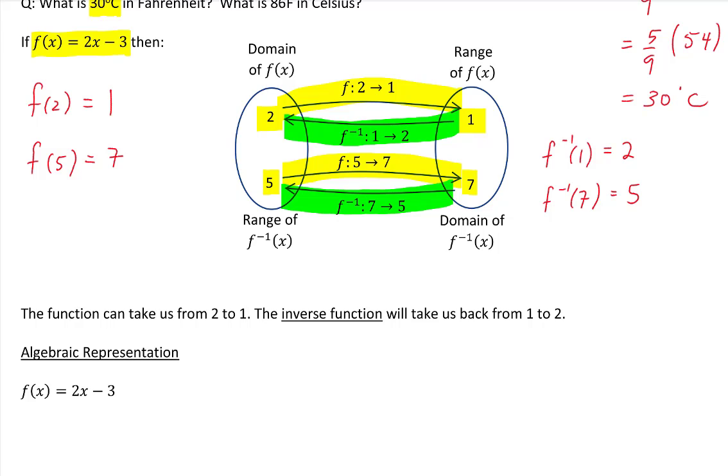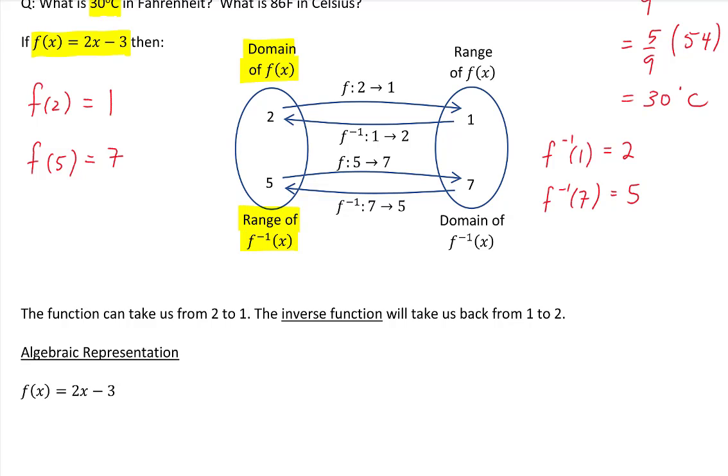Next thing to note is domain and range. The domain of a function is the range of its inverse. So we see the domain of f of x is the range of the inverse. The range of the function is the domain of the inverse, or if you want to say, the domain of the inverse is the range of the original function.